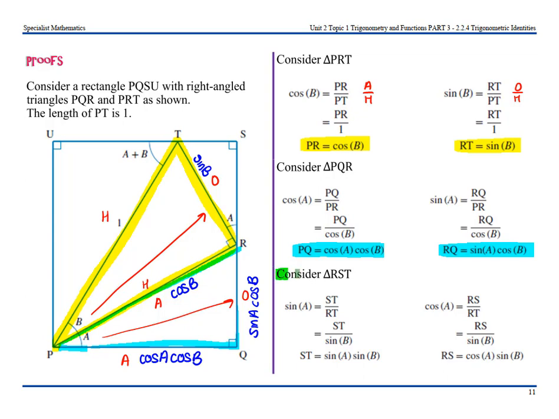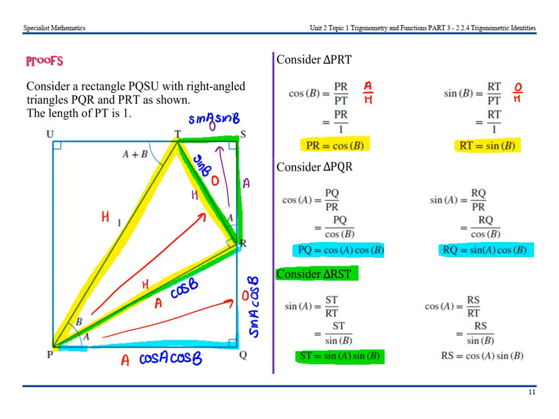Now, finally, let's consider triangle RST. So that's this one up in this corner. Looking at angle A, so I'm going to label in a different color. So opposite, hypotenuse, and adjacent. So my sine ratio is ST over RT. Now RT is equal to sine B. So that means my ST is sine A times sine B. So this is sine A times sine B.